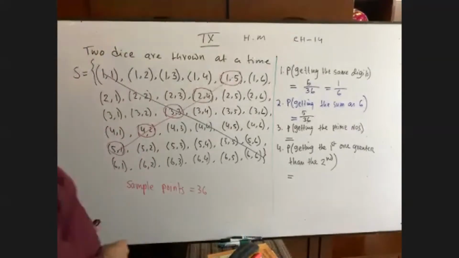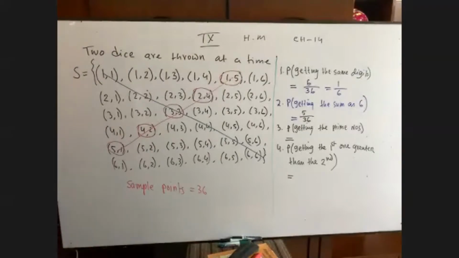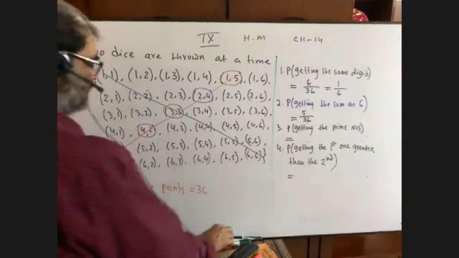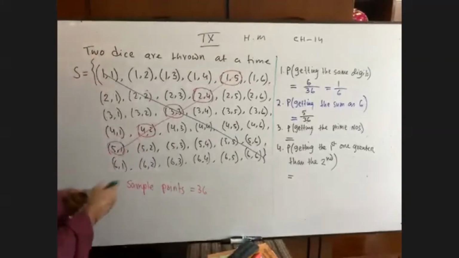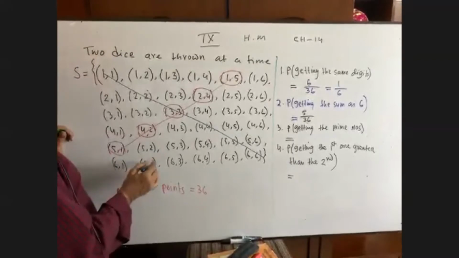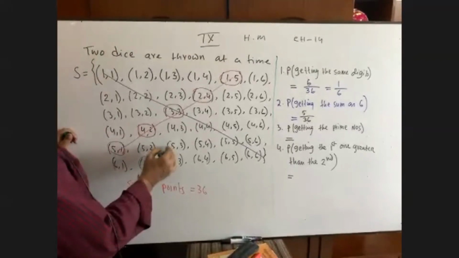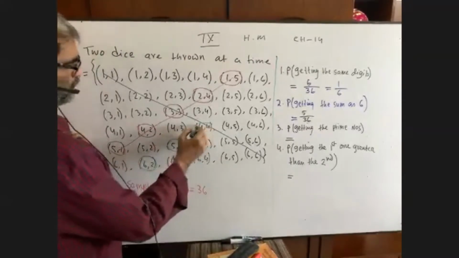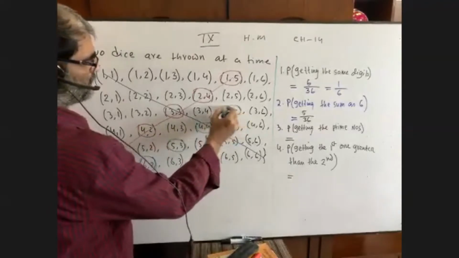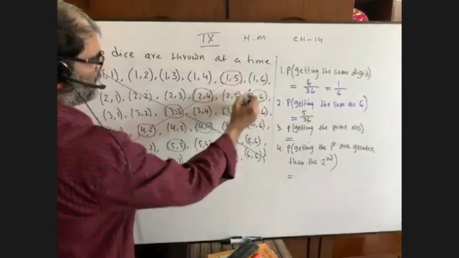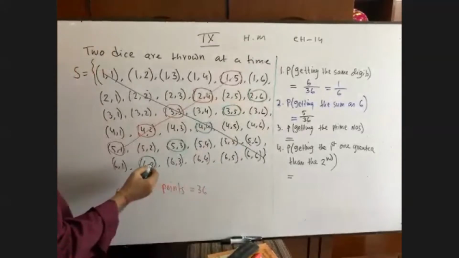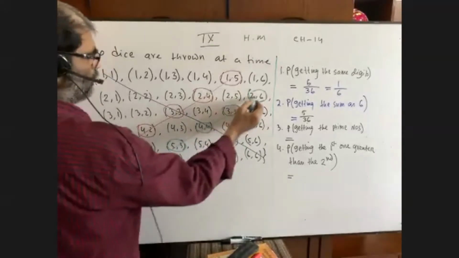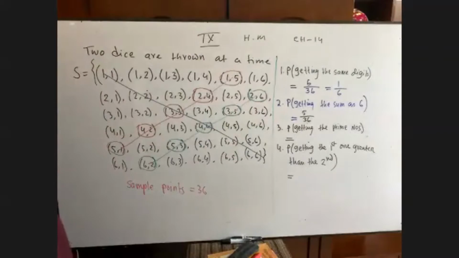Now, if I ask what is the probability that the sum is 8, what does 8 mean? You see 6 plus 2, 8, 5 plus 3, 8, 4 plus 4, 8, 3 plus 5, 8, 2 plus 6, 8. Along this line, all are 8.